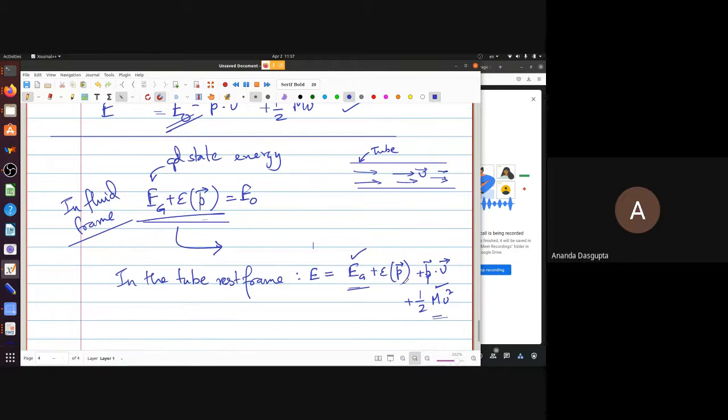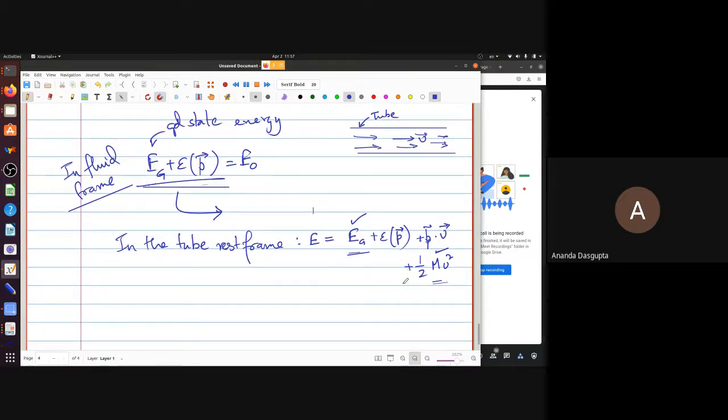But now Landau made a brilliant observation here, which was like this. Will you expect the energy of the fluid to go up because of the excitation or go down, in the tube's rest frame? Would you expect the energy of the fluid to go up?